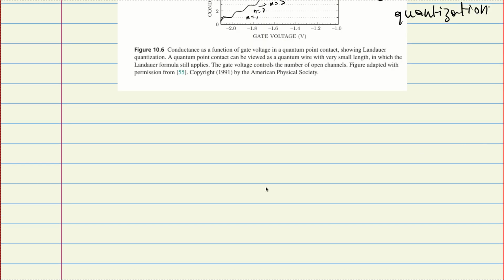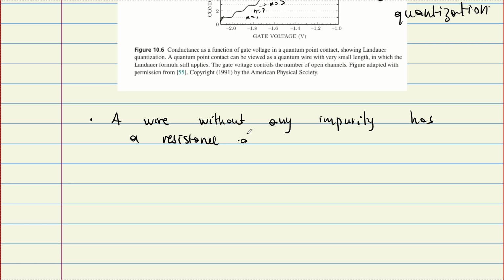Good. So what we have is a wire without any impurity that has a resistance, and this resistance is determined by the number of channels, or if you want, because the occupied number of channels is going to be determined by the width W, it's determined by W.